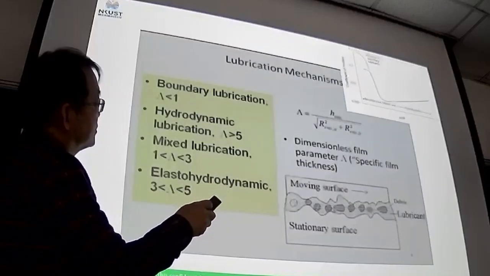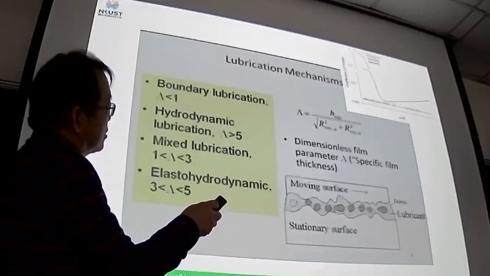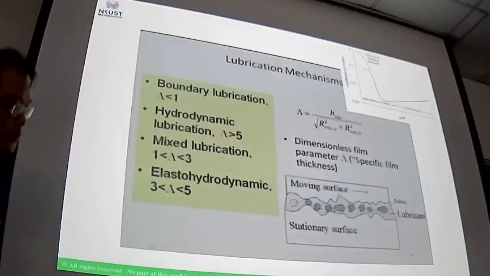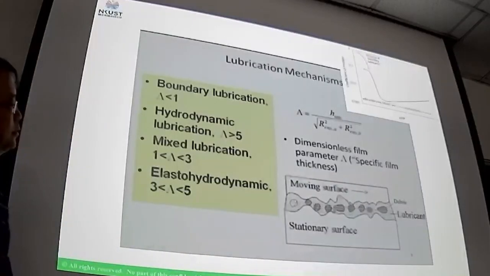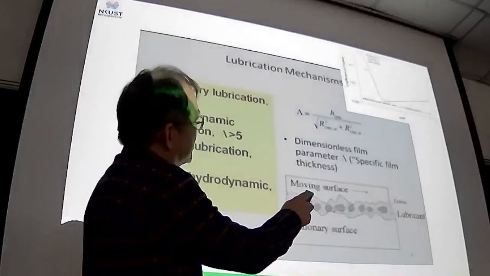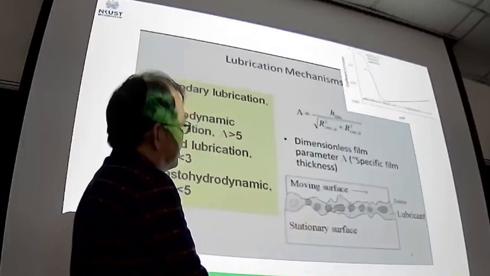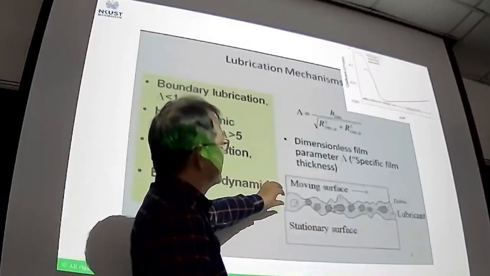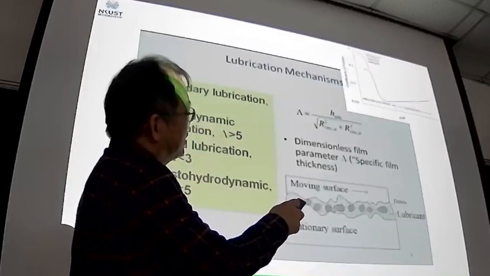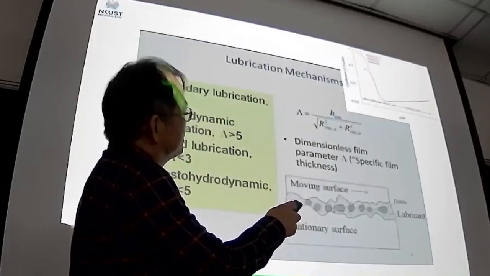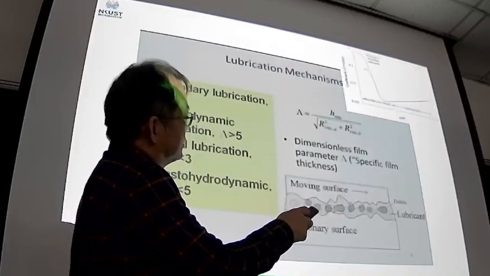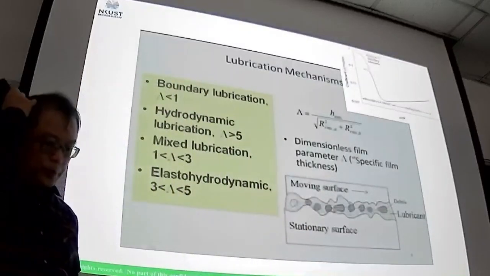So in this curve, we can divide the lubrication into three different categories. The first one is called boundary lubrication, which means the film thickness is very small. And then you have another one called mixed lubrication. The third category is called hydrodynamic lubrication. Okay.